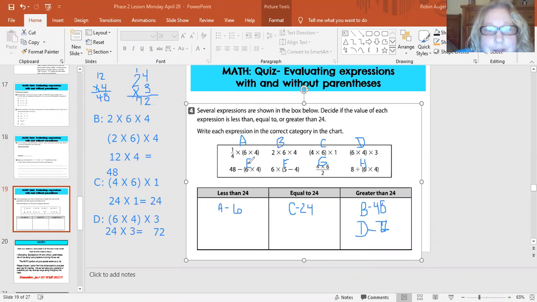Okay, so we're on to letter E. And letter E says 48 subtract 6 times 4 in parentheses. So according to PEMDAS, we have to do it in parentheses first. So let's do letter E over here.